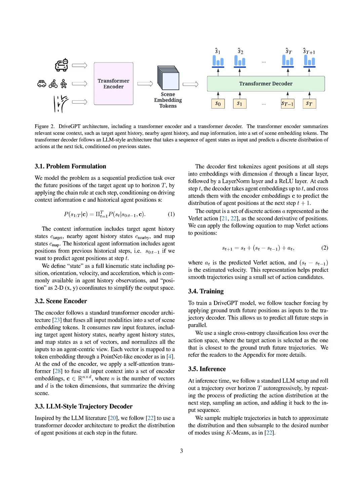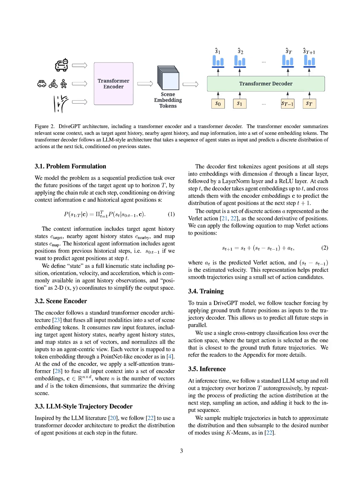DriveGPT processes input data through a standard encoder-decoder architecture, where the encoder fuses multimodal inputs, including the target agent's historical states, nearby agent states, and map information, into a set of scene embedding tokens. For example, when predicting the future state of a traffic agent, DriveGPT first normalizes these inputs to an agent-centric view and generates encoder embeddings that summarize the driving scene.